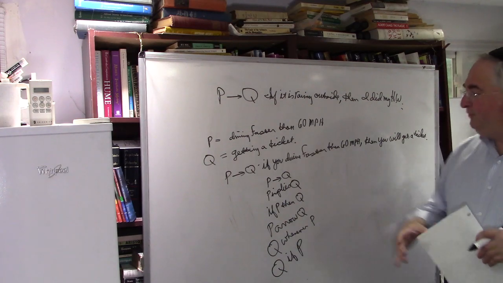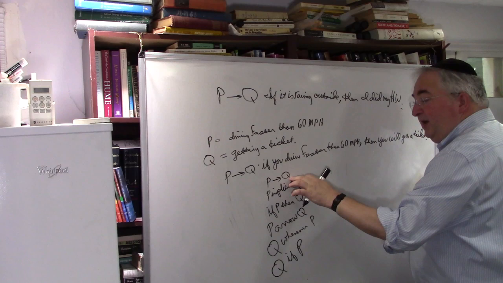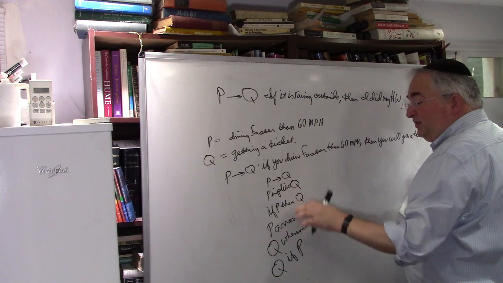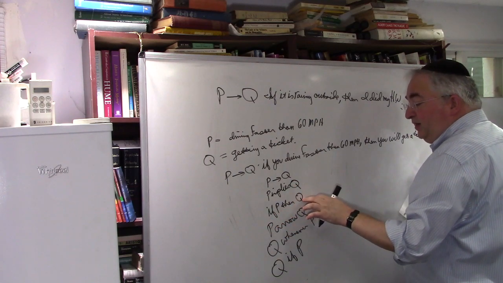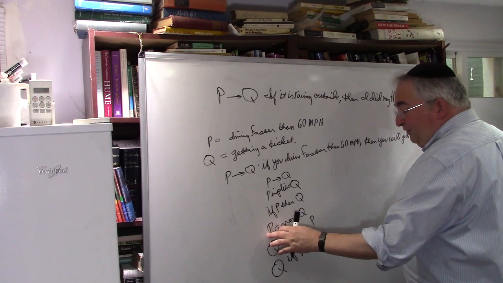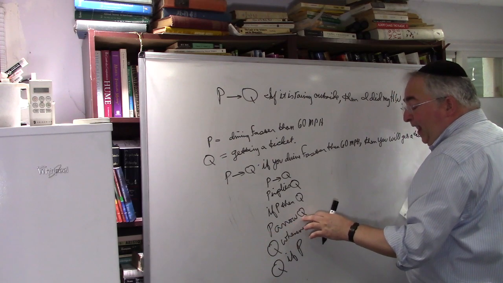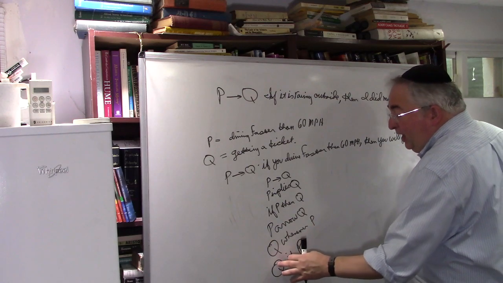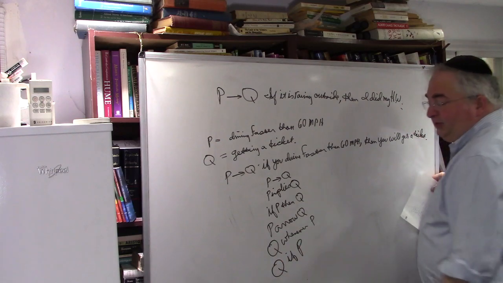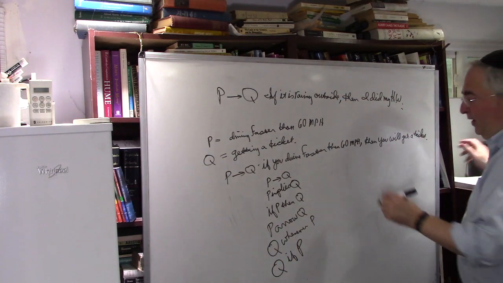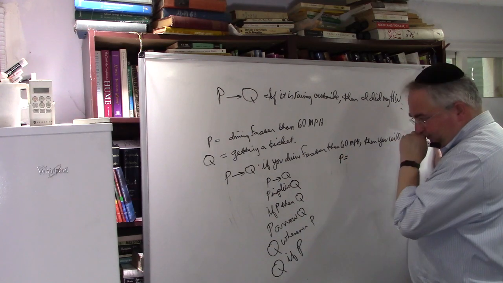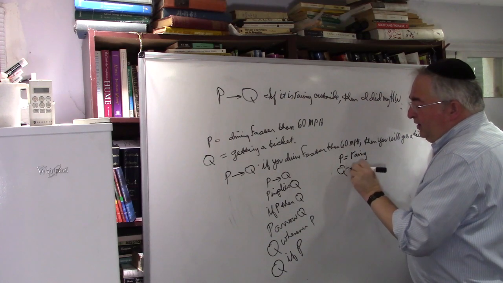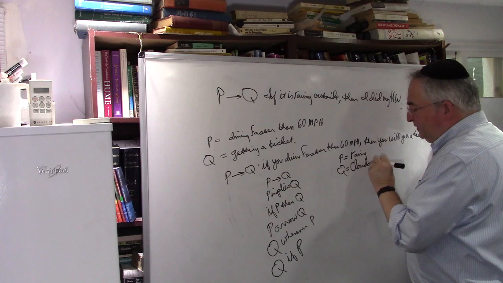Let's do it in terms of driving. If you drive faster than 60 miles an hour, you will get a ticket. Driving faster than 60 miles an hour implies you'll get a ticket. If you drive more than 60 miles an hour, then you will get a ticket. Driving more than 60 miles an hour, arrow, gets a ticket. You will get a ticket whenever you drive more than 60 miles an hour. You will get a ticket if you drive more than 60 miles an hour. Let's do another one. P stands for raining, it's raining, and Q stands for clouds in the sky.